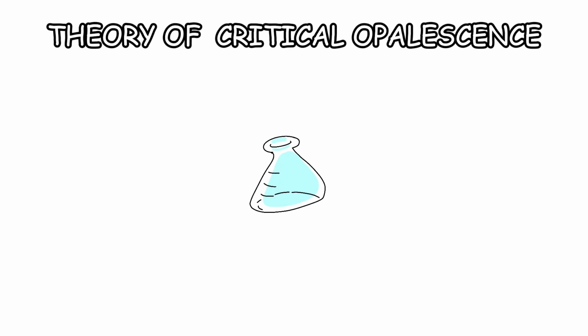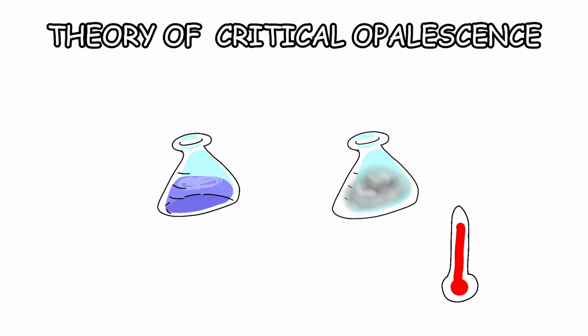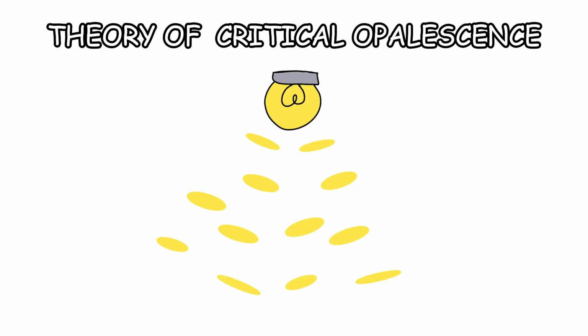Theory of critical opalescence. Critical opalescence theory explains why substances appear cloudy near certain temperature and pressure conditions, known as critical points. These critical points mark when substances change from one phase to another, like from liquid to gas. Opalescence refers to the increased scattering of light in these conditions.